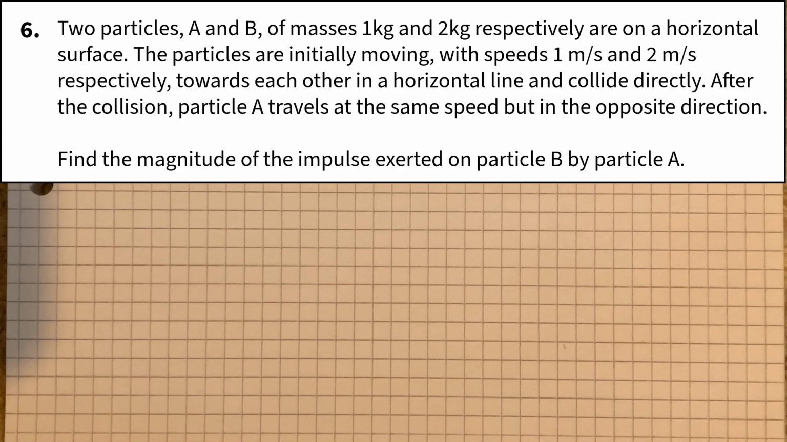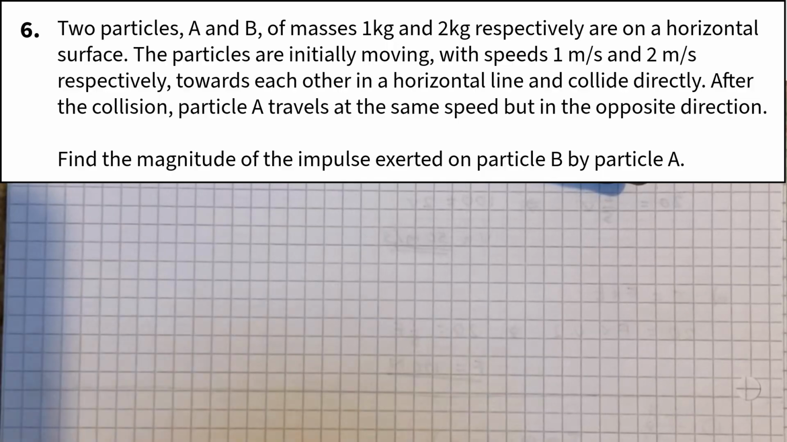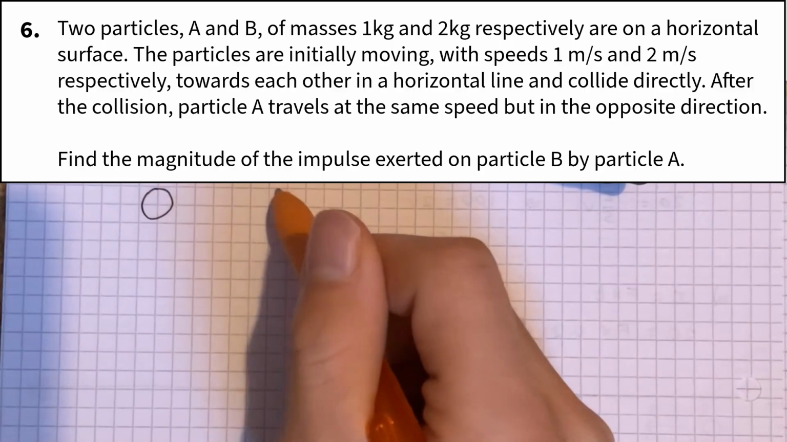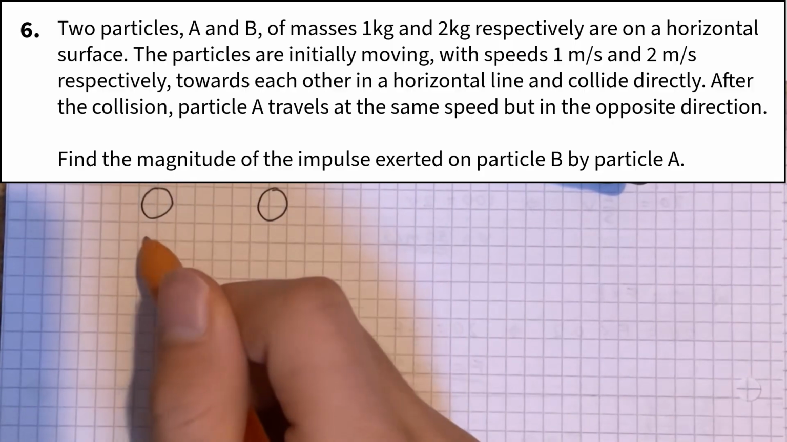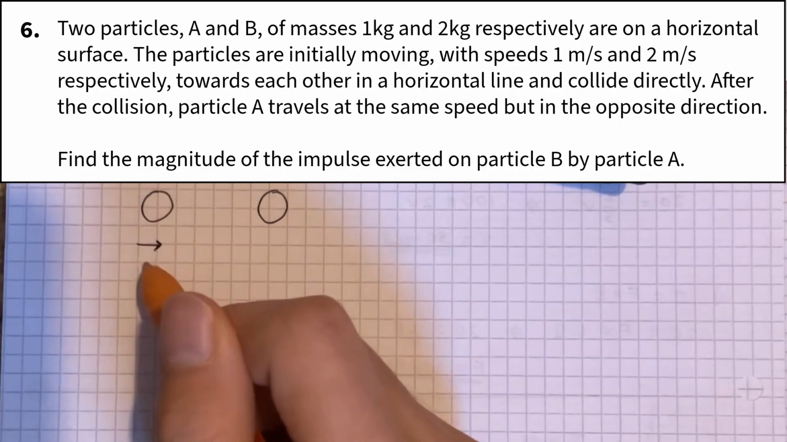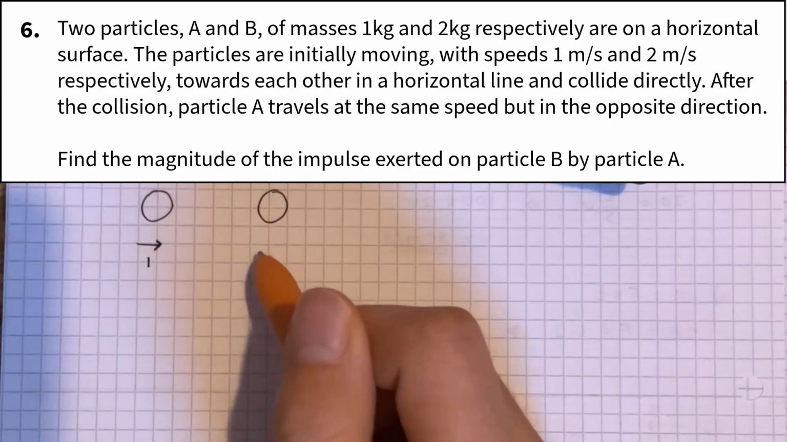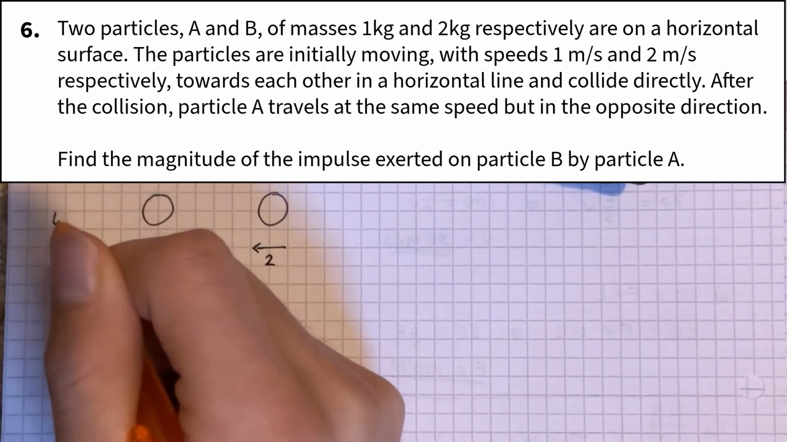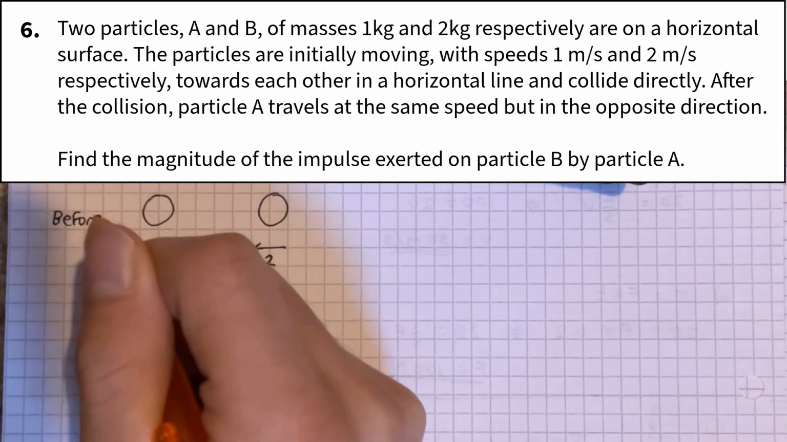You've made it this far, so one more question won't hurt. This time, two particles are going to hit each other. Once they hit, A travels at the same speed, but in the opposite direction. So for this one, I'm going to draw another diagram. We've got A traveling forwards towards B, and its speed is 1. We've got B traveling to the left towards A, and its speed is 2.